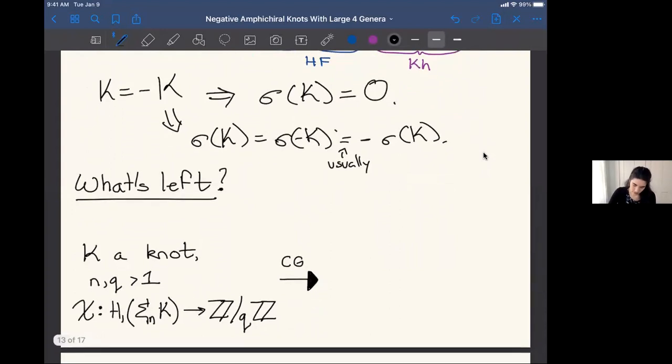Well, they depend on a lot of choices. So in particular, if I choose a knot, I choose 2 natural numbers greater than 1. And finally, just as a note, I look at the n-fold cyclic branched cover.